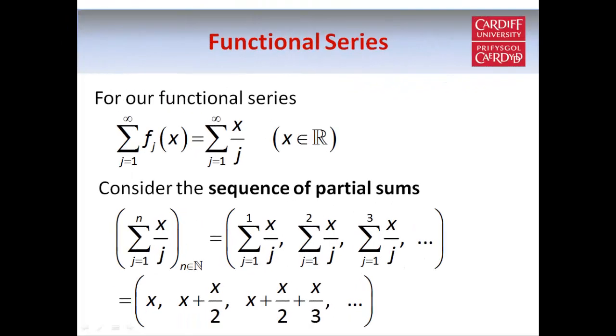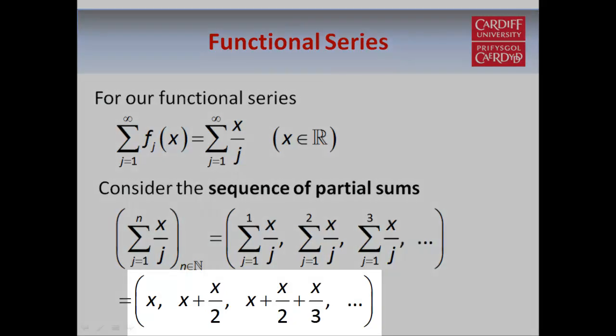Now suppose we want to draw our functional series x over j on a diagram. A convenient way to do that will be to use the sequence of partial sums. So a sequence of partial sums is a sequence where each term is given by adding together finitely many of the functions in our infinite series. So the first term in the sequence is just x. To get the second term we add the first two functions together, so we have x plus x over 2. To get the third term we add x plus x over 2 plus x over 3, and so on.